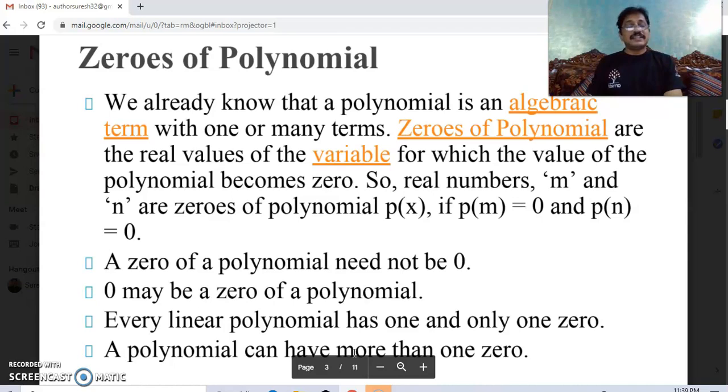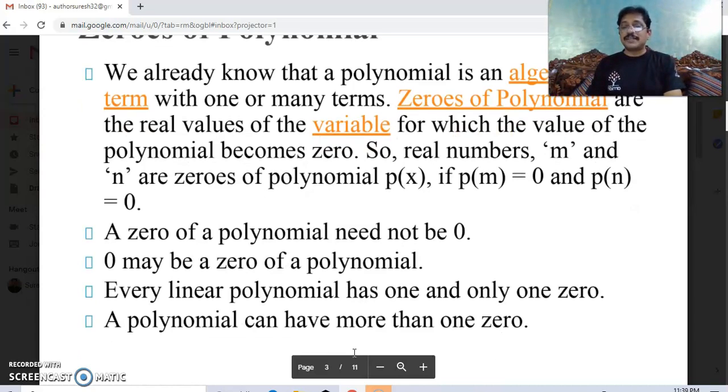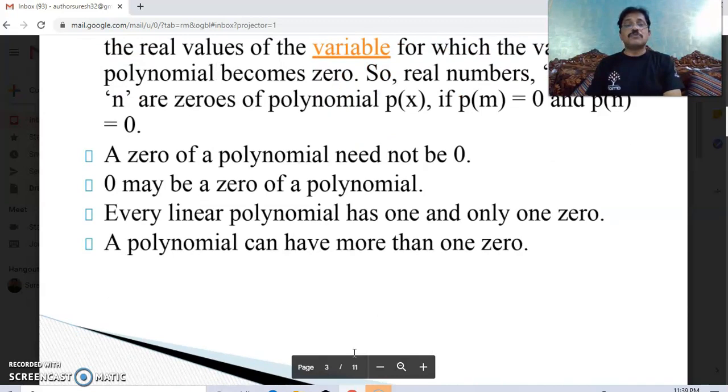Correct? Every linear polynomial has one and only one zero. What is the reason? Can you explain? The degree of a linear polynomial is 1, so it has only one zero. For example, x plus 2 equal to 0. When you substitute minus 2 in place of x, minus 2 plus 2 equal to 0. So minus 2 is the zero of the polynomial. Is it clear?